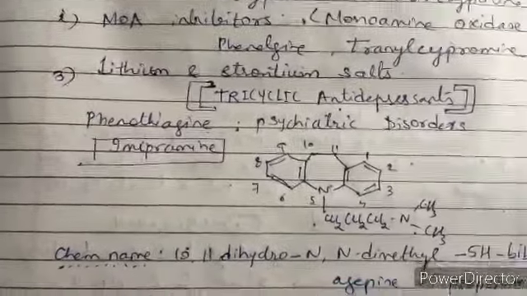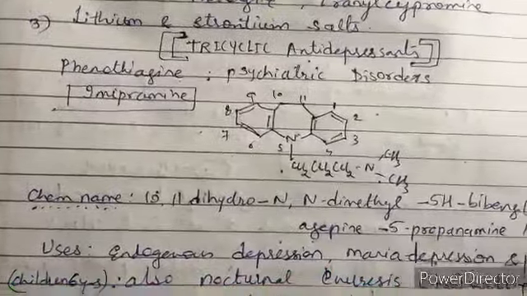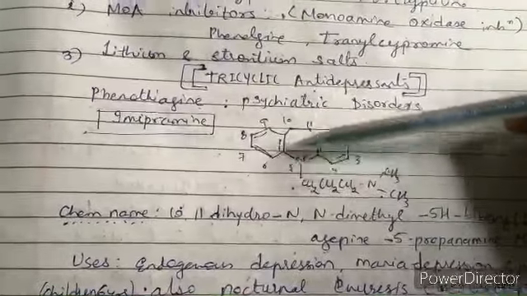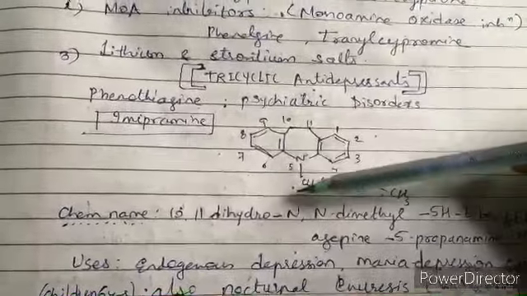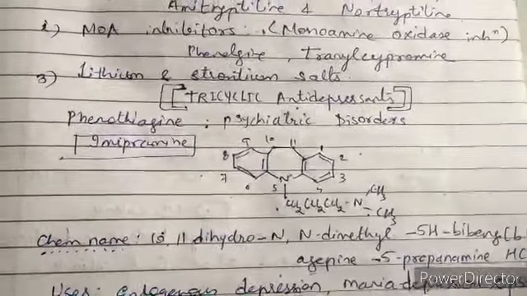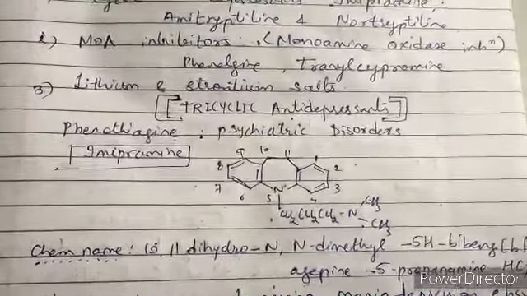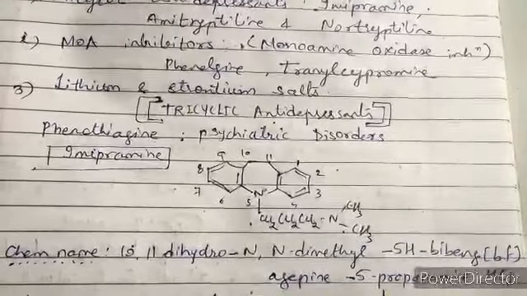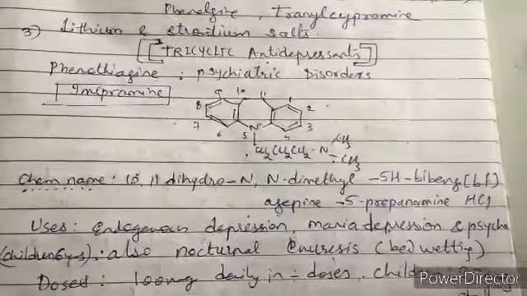Let us talk about the first drug, that is imipramine. As you can see, there are three rings in this structure. This is two benzene rings, and in between, the ring which has nitrogen. So it is dibenzazepine. Azepine is nitrogen. Here it is 1, 2, 3, that is propylamine. So the chemical name of imipramine is 10,11-dihydro-N,N-dimethyl-5H-dibenzazepine-5-propanamine hydrochloride. Uses: endogenous depression, mania, depression and psychosis.